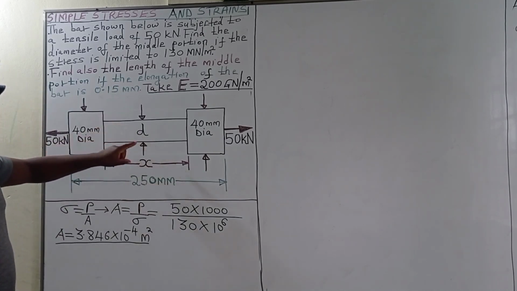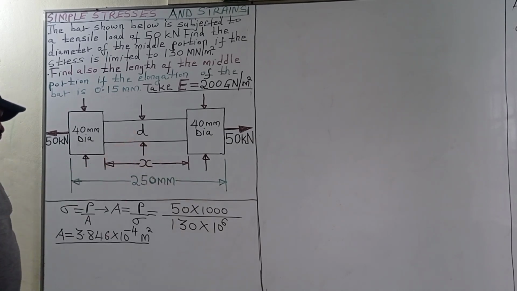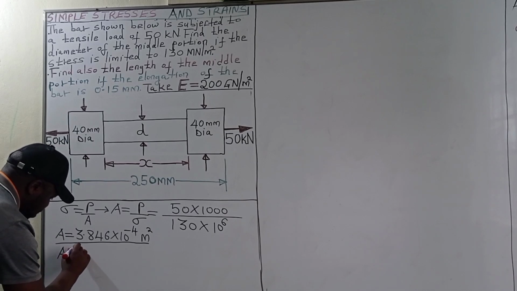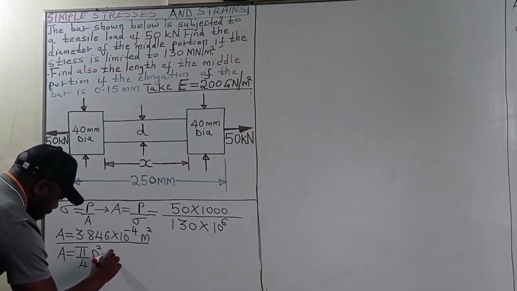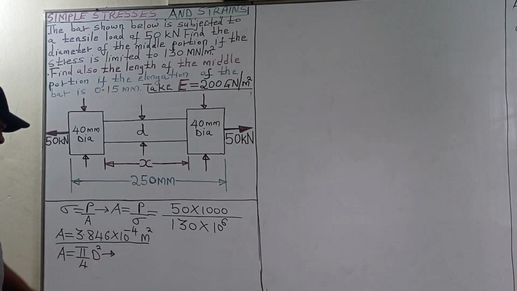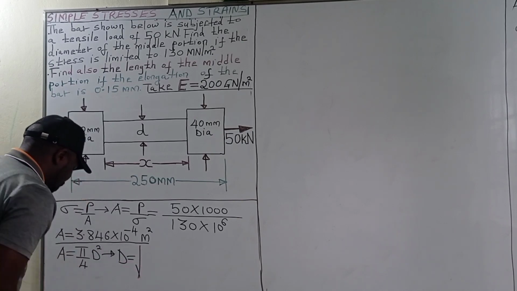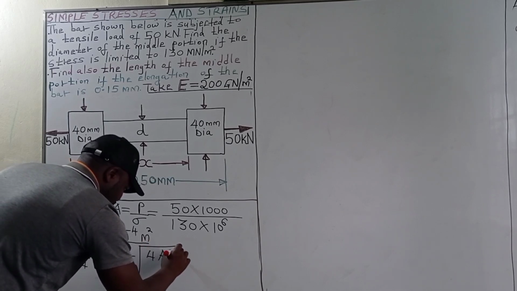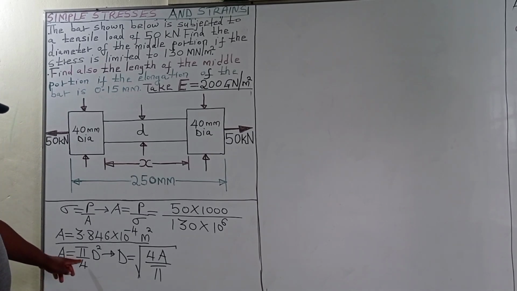And remember, since we are talking about diameter, it means that the cross-section is a circle. Now, area of a circular section is given by pi over 4 d squared. We need the value of the diameter, so we make diameter the subject. And in this case, the diameter will be given by the square root of 4A divided by pi. So 4A divided by pi.